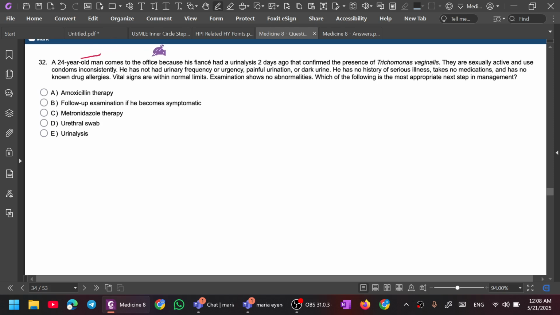24-year-old man comes to the office because his fiancee had a urine analysis 2 days ago that confirmed the presence of Trichomonas vaginalis. They are sexually active, use condoms inconsistently. He has had no urinary urgency, painful urination, dark urine. He has no history of serious illness, takes no medication, has no drug allergy. Vital signs are within normal limit. Examination shows no abnormality. Which of the following is the most accurate?